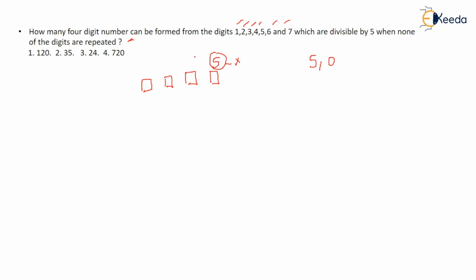You are left with 6 numbers. The next place will be filled with 6 numbers, after that with 5 numbers, after that with 4 numbers. So your total number of cases will be what? 5 into 4 into 6 into 1, as the last place is now only one number, that is 5. So this is equivalent to 20, 20 into 6, that is 120. So our answer will be 120.